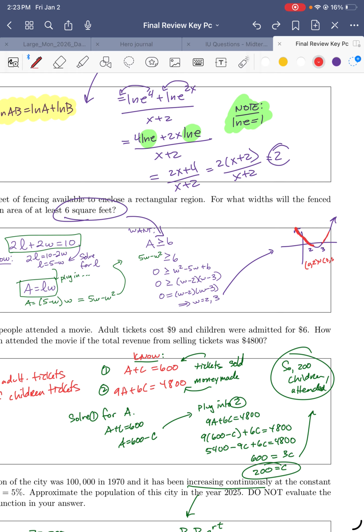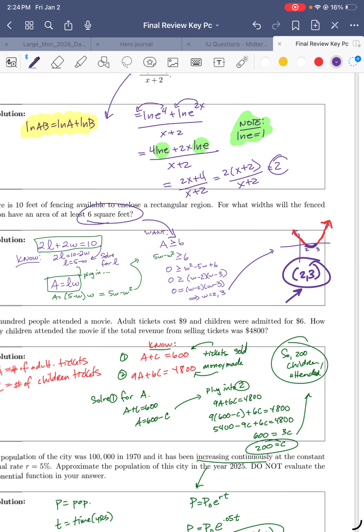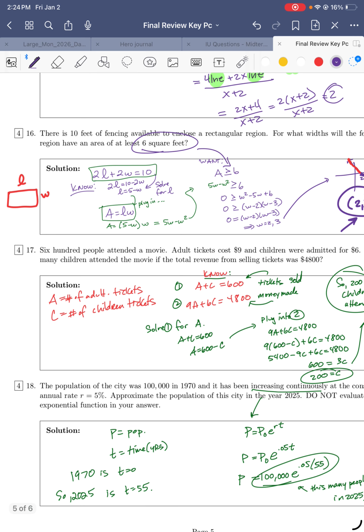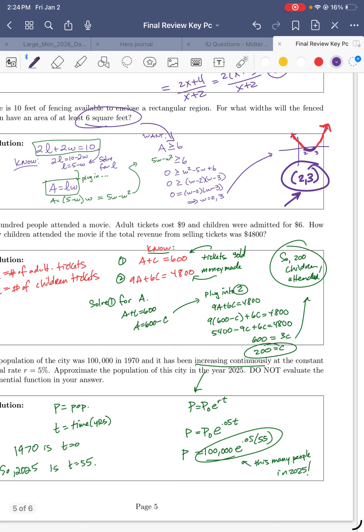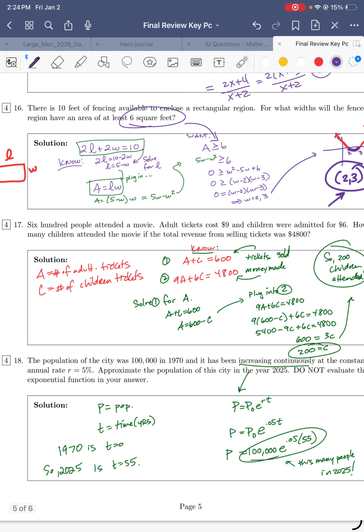So if all of this is my parabola, and I'm just wanting to know where that parabola is less than or equal to 0, do you agree that it's less than or equal to 0 between 2 and 3? So it just means all the values between 2 and 3. That's what's going to make it happen. Cool. So as long as your width is between 2 and 3 and not too big, you're going to have a big enough area. That's pretty amazing.